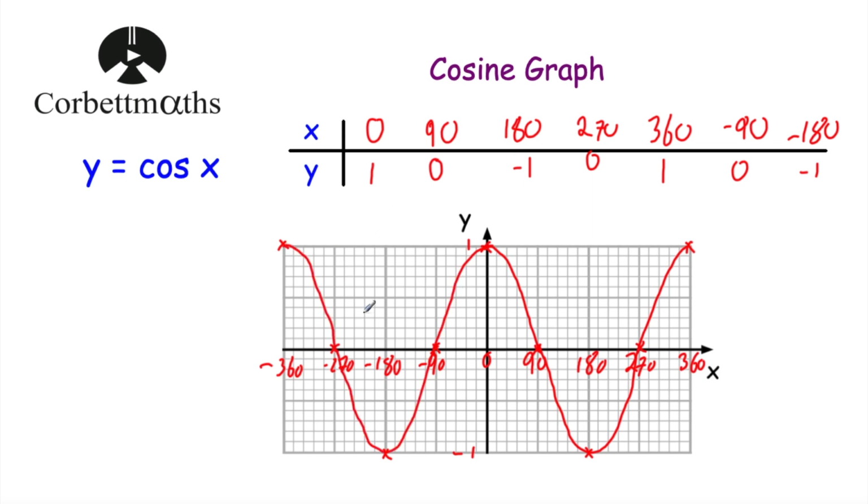So that's what the graph of y equals cos x, or the cosine graph, would look like between negative 360 degrees and 360 degrees. As you can see, it starts at the point 0, 1, and it has that vertical line of symmetry there, and that's it.